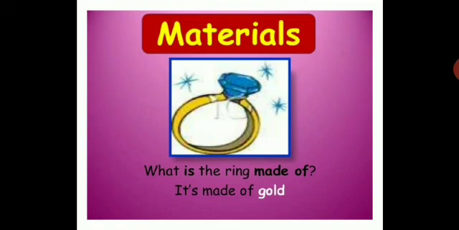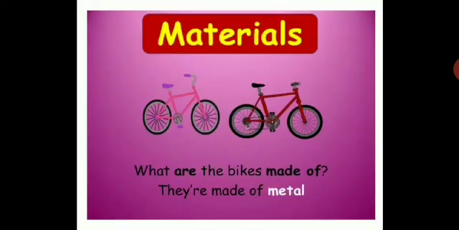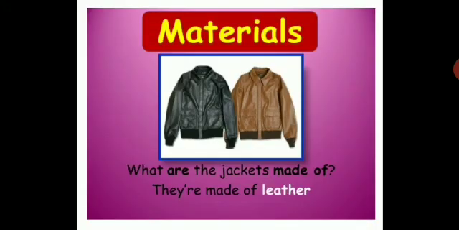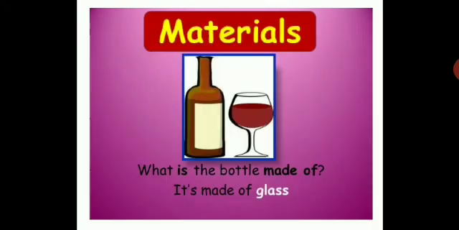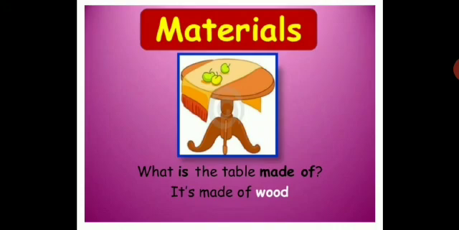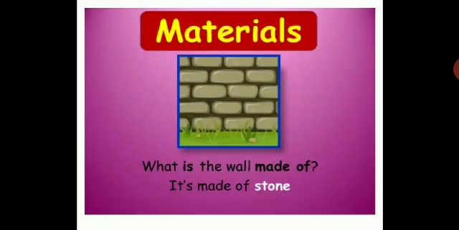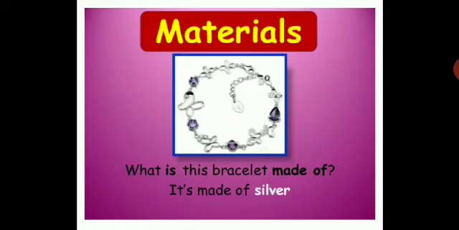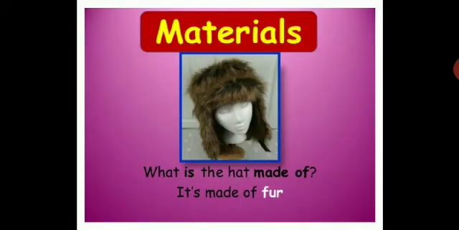What is a ring made up of? It is made up of gold. What are the bikes made up of? They are made up of metal. What are the jackets made up of? They are made up of leather. What is the bottle made up of? It is made up of glass. What is a table made up of? It is made up of wood. What is a wall made up of? Made up of stone. What is this bracelet made up of? It is made up of silver. What is the hat made up of? It is made up of fur. So you have seen so many different objects made up of different things.